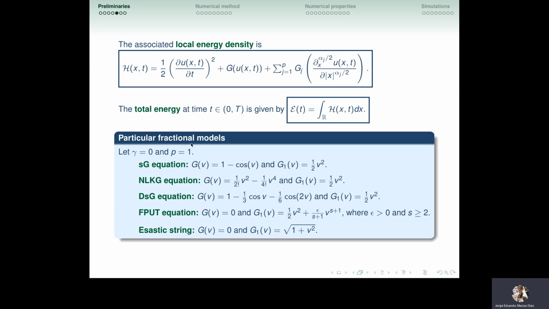It is important to point out that various particular fractional models are obtained when gamma, p, g, and g_1 take on specific forms. For instance, we can obtain the classical sine-Gordon equation, the nonlinear Klein-Gordon equation, the double sine-Gordon equation, the classical Fermi-Pasta-Ulam-Tsingou equation, and the elastic string equation.